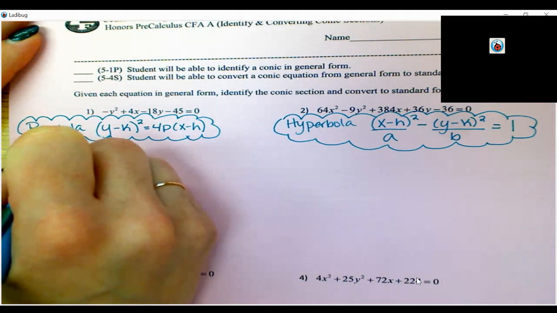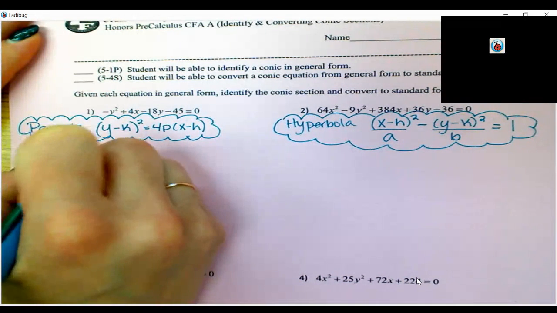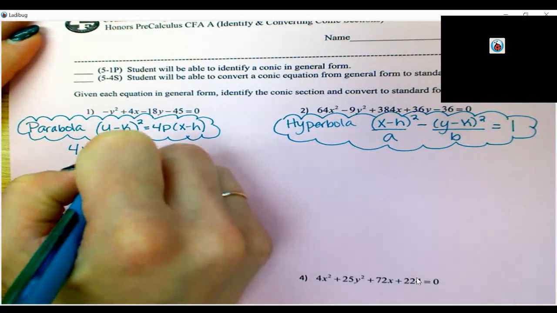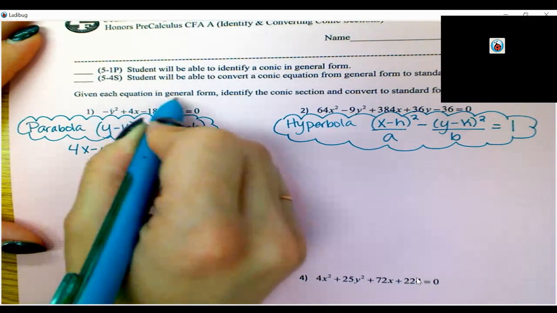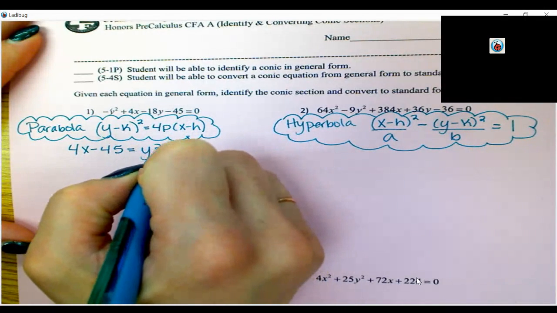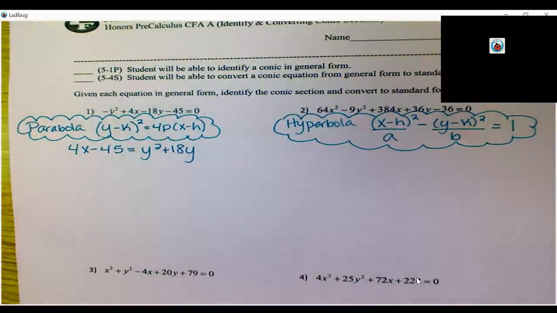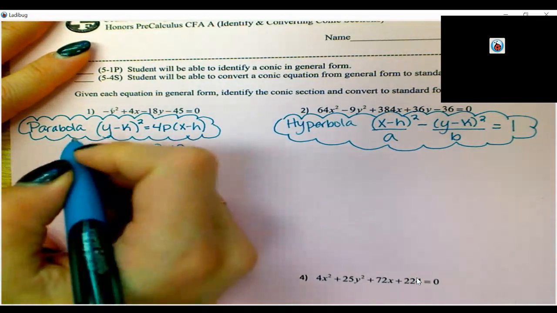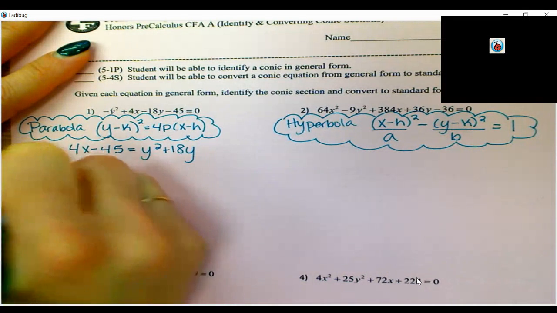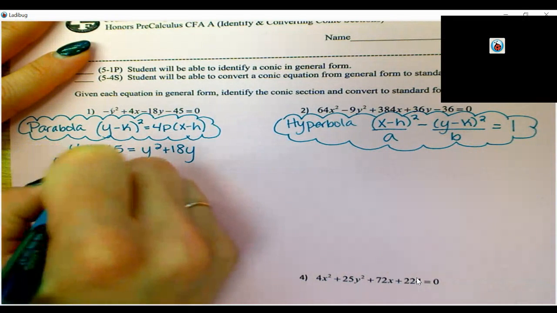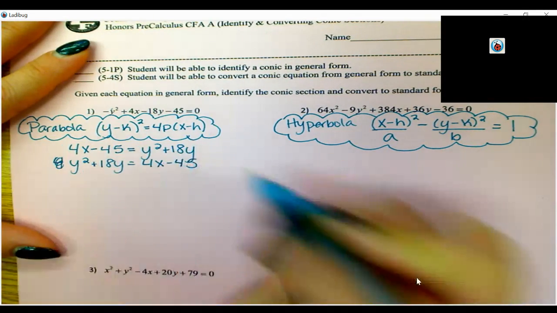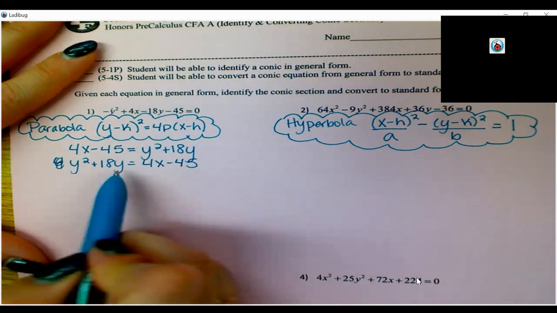So when you do that, you get 4x minus 45 equals now positive y squared because I'm moving it over to the other side plus 18y. If it makes you more comfortable to flip to the other side because that's what we've been doing, feel free. So I'm just going to swap these to be side by side. So then that gives me, y squared plus 18y equals 4x minus 45. And then I don't have any negatives to have to deal with over here on this side.